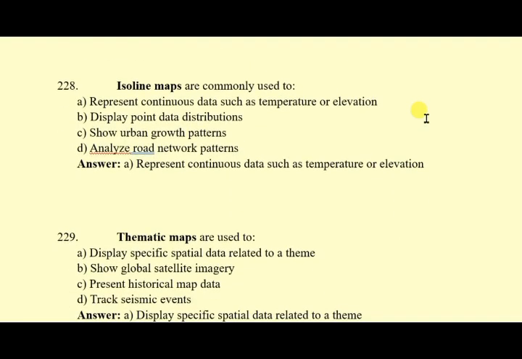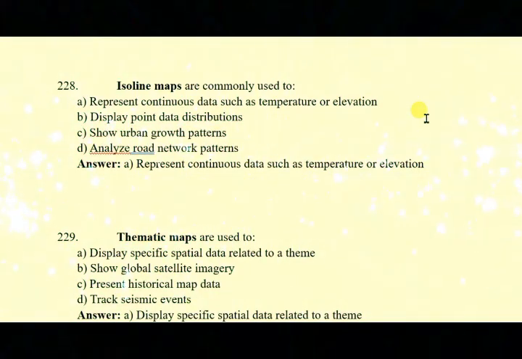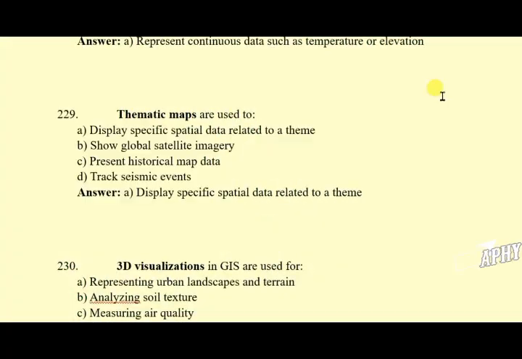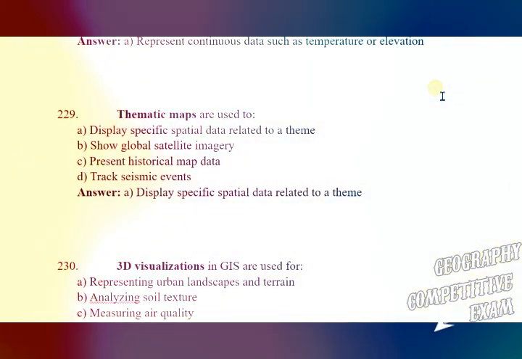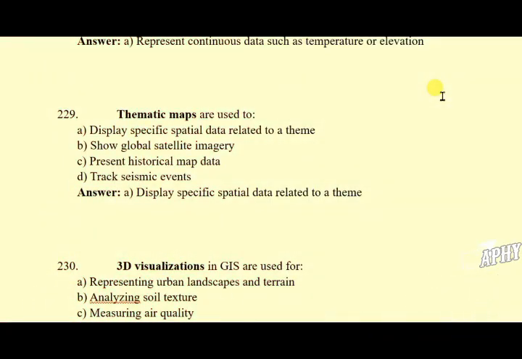Question 228. Isoline maps are commonly used to represent continuous data such as temperature or elevation, display point data distributions, show urban growth patterns, analyze road network patterns. Here the right answer will be represent continuous data such as temperature or elevation. Question 229. Thematic maps are used to display specific spatial data related to a theme.